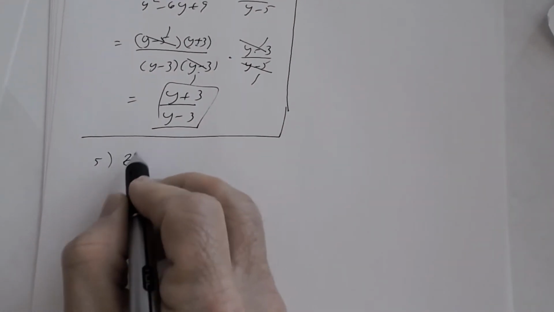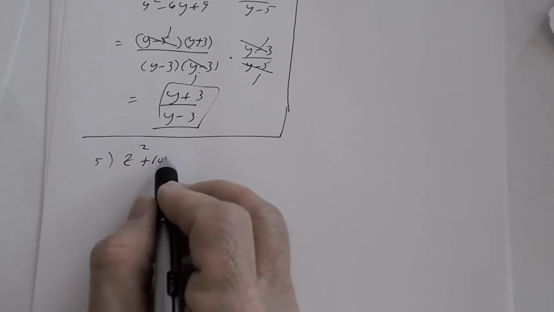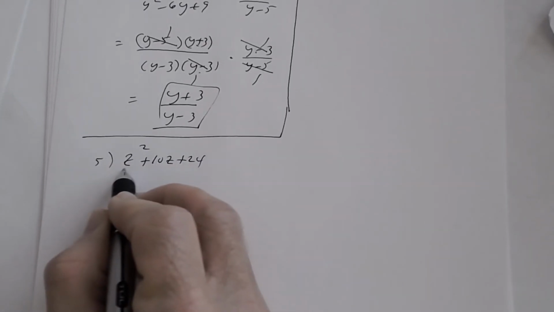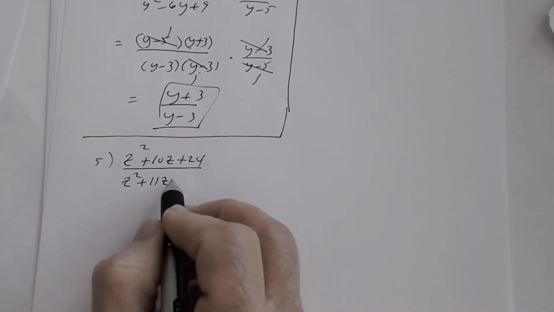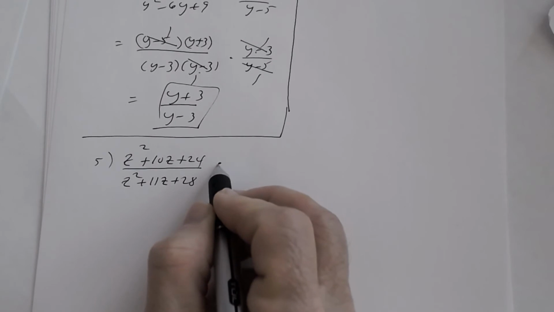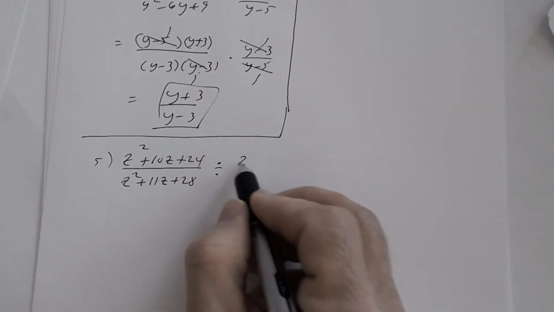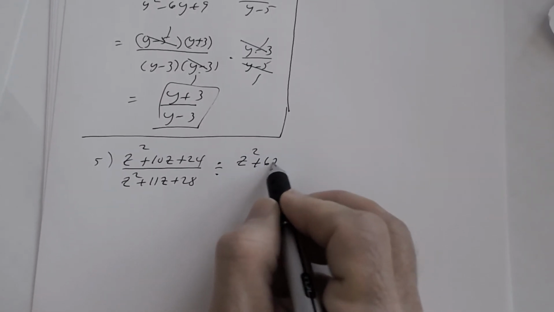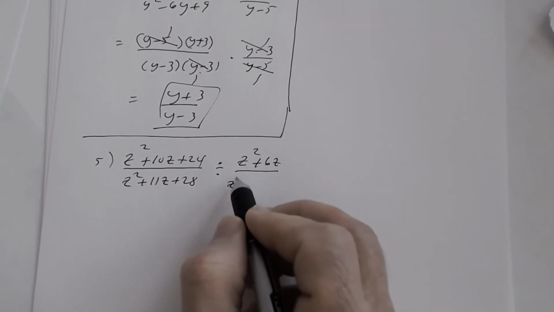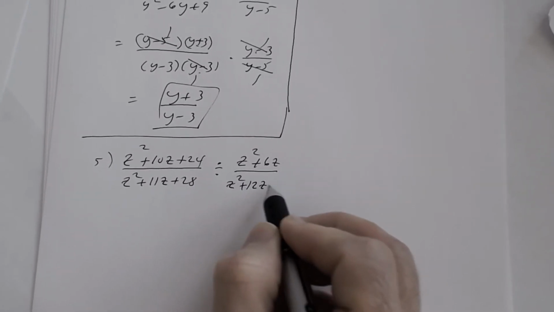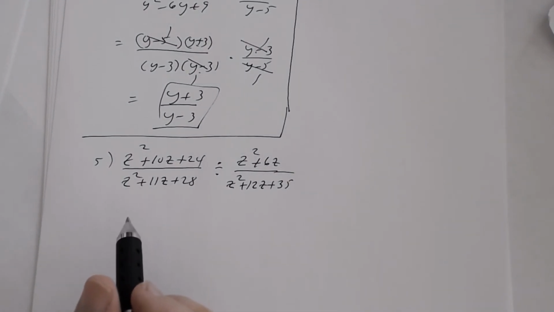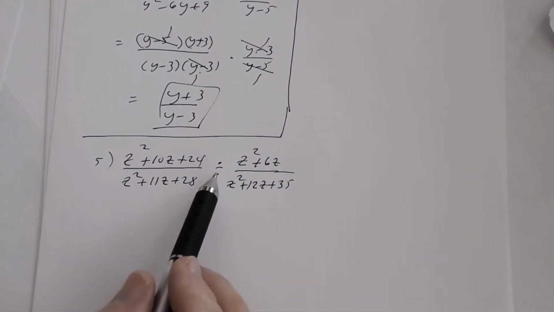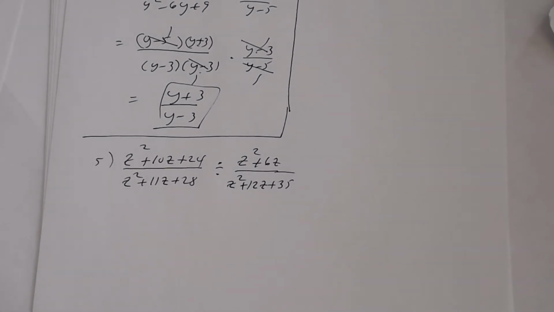So we have z squared plus 10z plus 24 divided by z squared plus 11z plus 28. And that rational expression is being divided by this, z squared plus 6z divided by z squared plus 12z plus 35. All right, so I'm dividing these two rational expressions. So again, the first thing you have to do is change this to a multiplication problem.